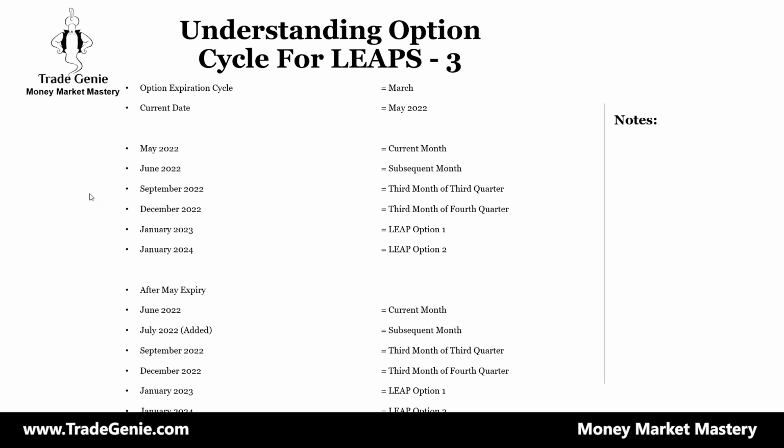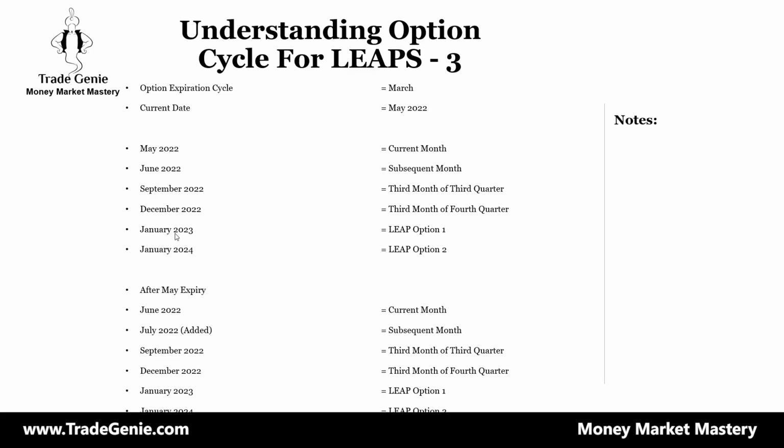Now March is the third month of the quarter. So if March is the third month, then we need the third month of each quarter as an additional month. So the third month of the third quarter is September. So we add that. The third month of the fourth quarter is December. So we add that. So as part of the standard option, we will have May 2022, June 2022, September 22, and December 22. So these four will be there.